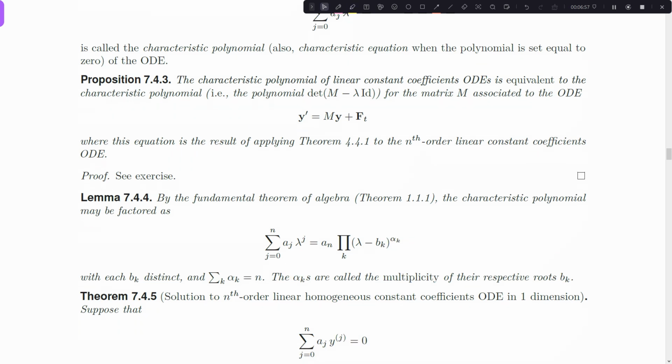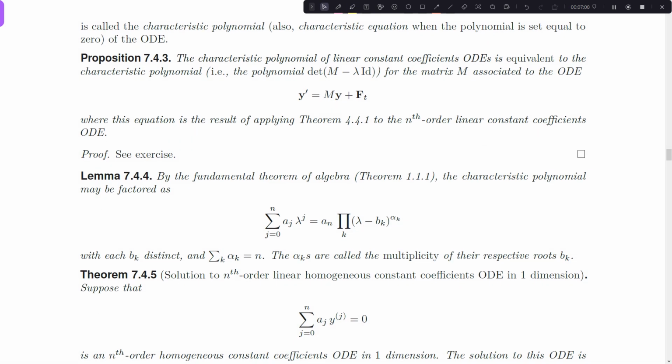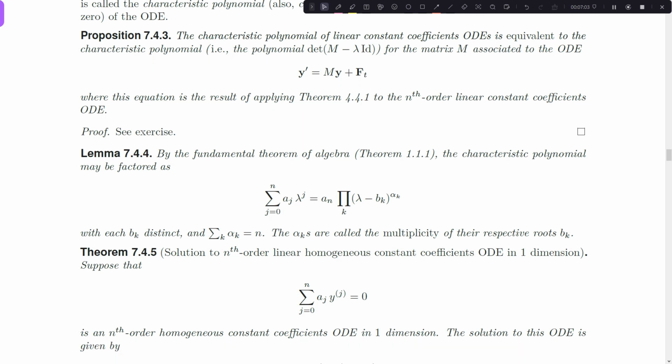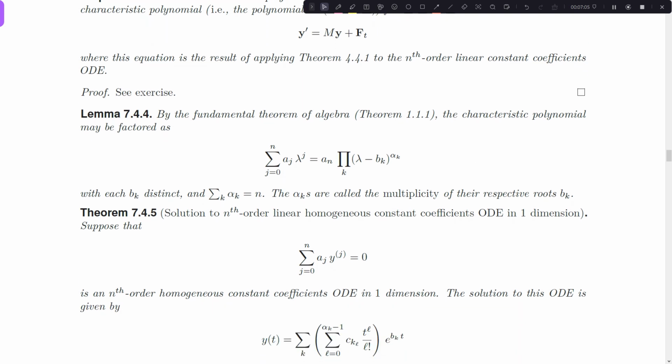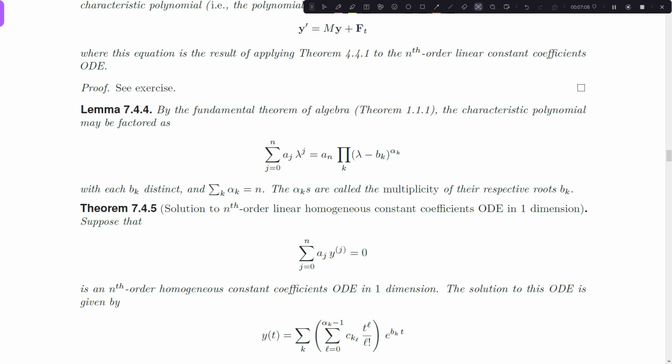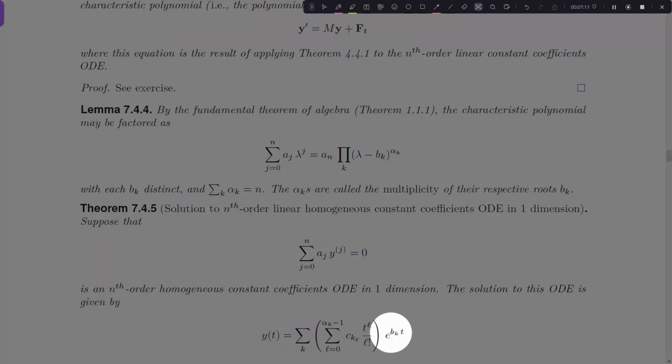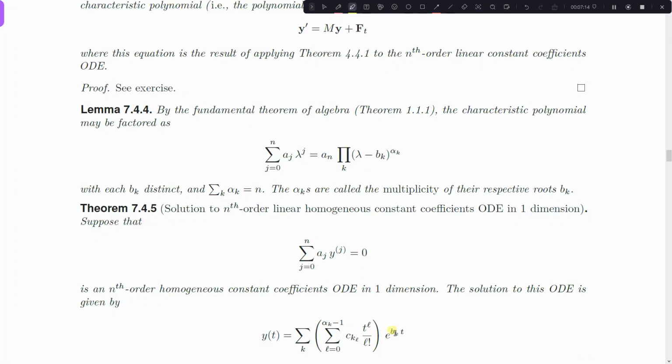The reason I want to keep the multiplicity inside my factorization is for the following theorem. The theorem says if I have a constant coefficients homogeneous ODE in one dimension, then I actually have a solution so long as I can find b sub k. Don't forget, b sub k's are the roots of my characteristic polynomial. Alpha sub k is the multiplicity of that specific root. So for each root I have, I'm going to gain an exponential, and for the multiplicity of that root, I'm going to gain a sum of powers of t in front of the exponential.